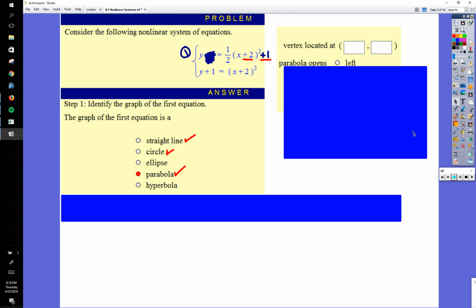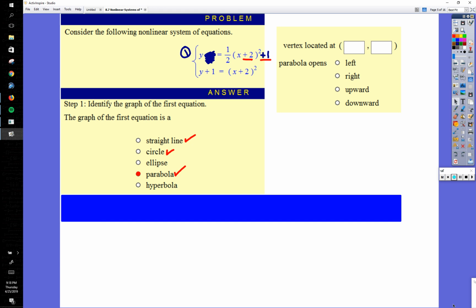As we finish step 1, they're going to then pop up a box that says, okay, now that you've picked a parabola, what is the vertex? And so when it's in vertex form, man, that makes our lives a lot easier. We put that in. Which way does it open?